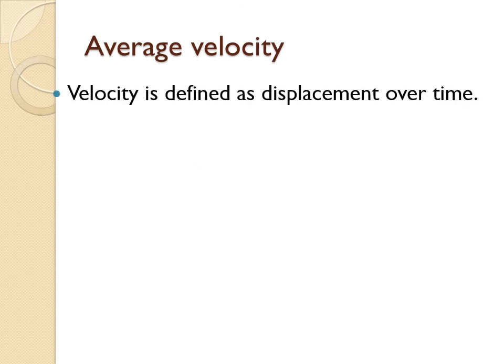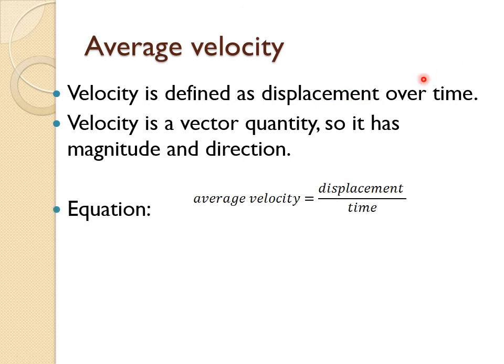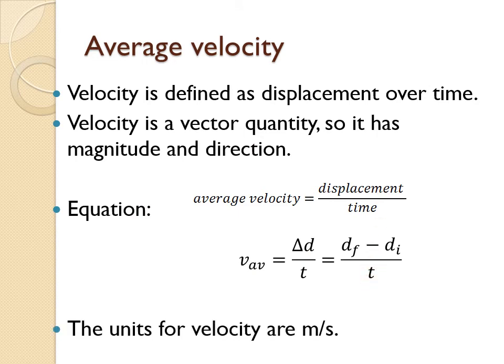Velocity is a vector, so it's like speed, but it has direction also. So we're going to use displacement over time, since displacement is the vector version of distance. So its equation is not distance divided by time, it's displacement divided by time, or the change in distance divided by time. Same thing. The units are still meters per second. It's still measuring how fast something is, but this would also have direction.